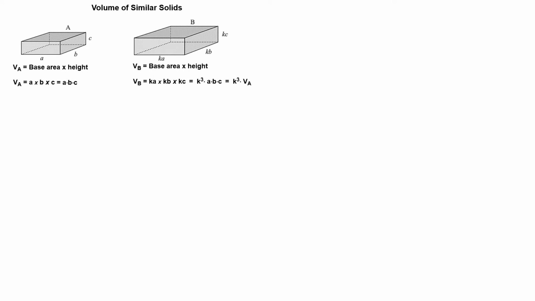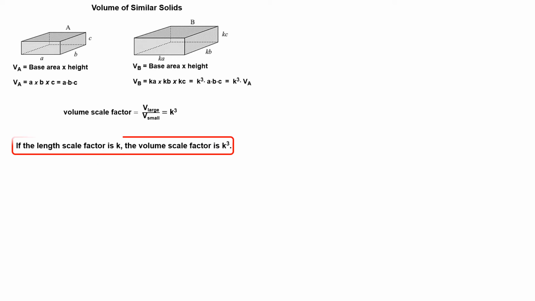K cubed is called the volume scale factor. The volume scale factor is the ratio of volumes. This will always apply. If the length scale factor is K, the volume scale factor is K cubed. In other words, the volume scale factor is the length scale factor cubed. Let's see how it works.